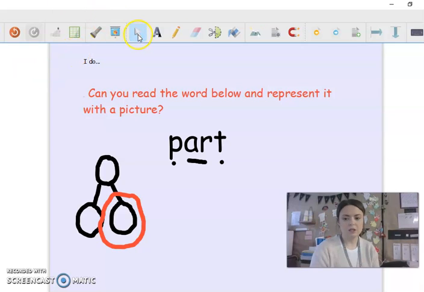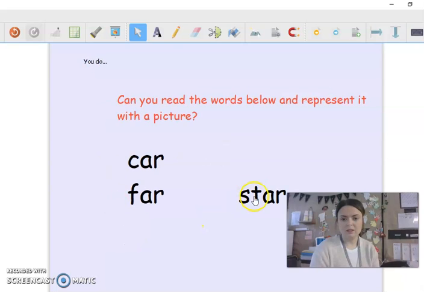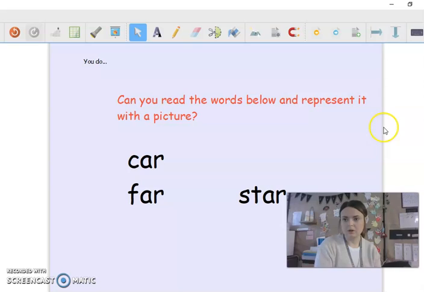Now I would like you to do the same with these words here. Can you read the words and can you draw a picture to represent the word? Remember to use your phonics hands or your sound buttons to help you break the word down, and then you can blend it together. If you want to pause me and have a go at that, then off you go.